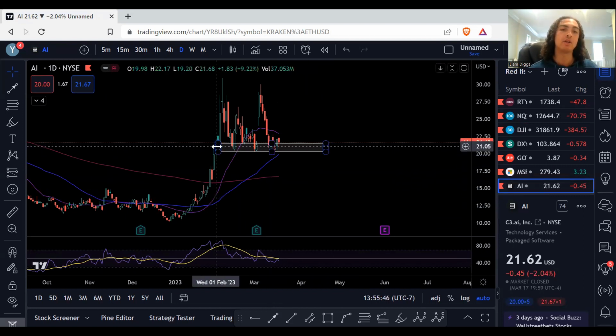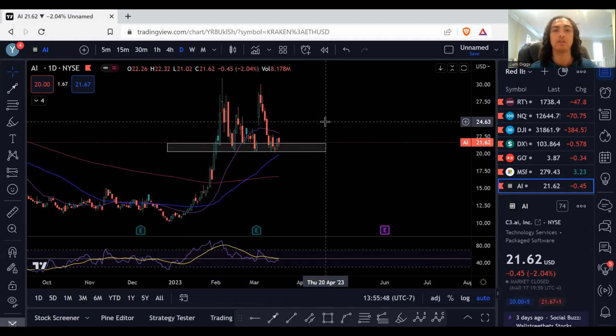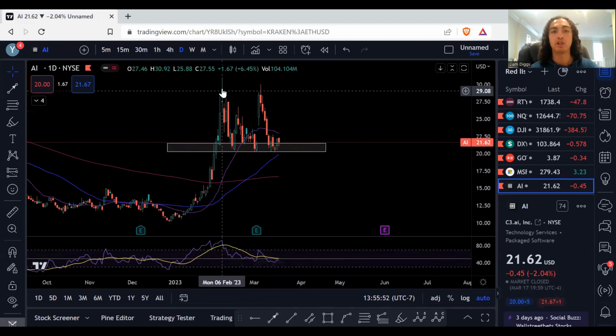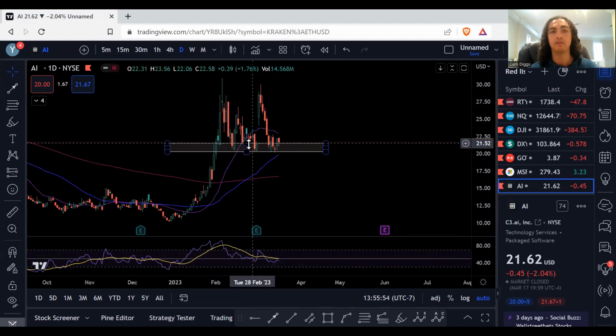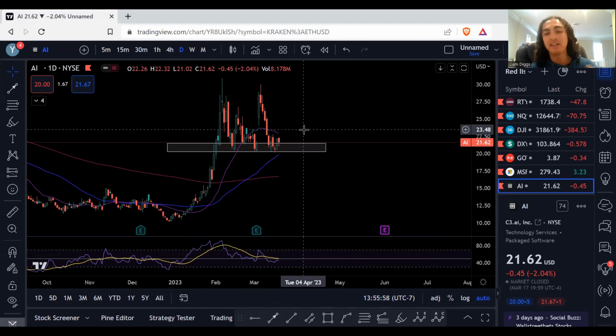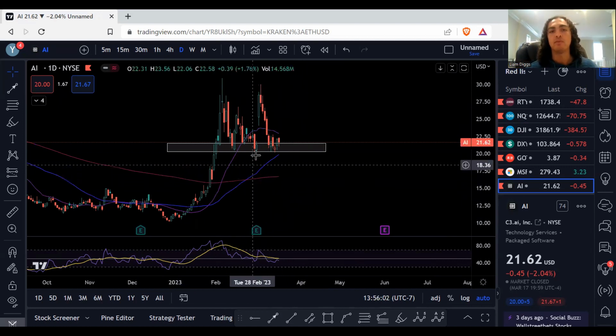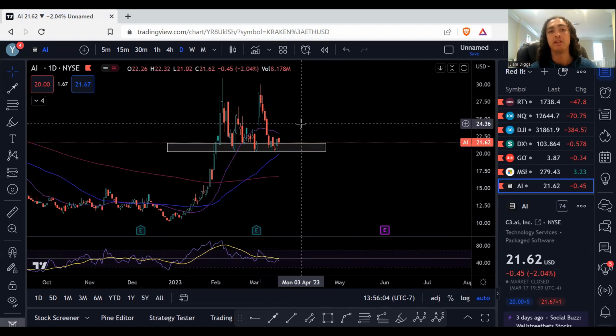I do have my support zone drawn out here, as you can see. Price action has been respecting it. You can see we had a very large move up, a little bit of consolidation, another large move up, and now we're sitting on the top of this channel above our 50 and our 200-day moving average, but below the 20-day moving average.